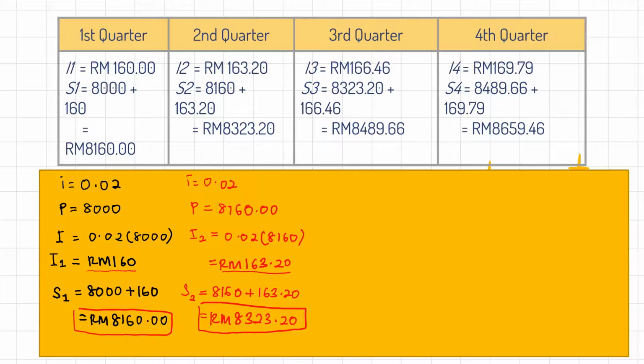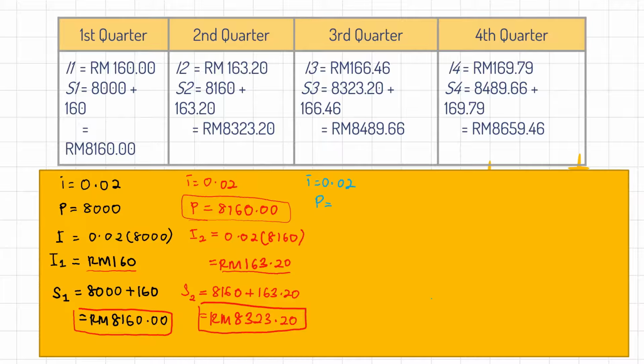For S2, we use our P as 8,160. You cannot use 8,000 because 8,000 is already calculated earlier. So, in order to get the amount of money in the second quarter, we need to use the new P, which is this one. This is our new P. Let's do the same for the third quarter, where we have I also 0.02.